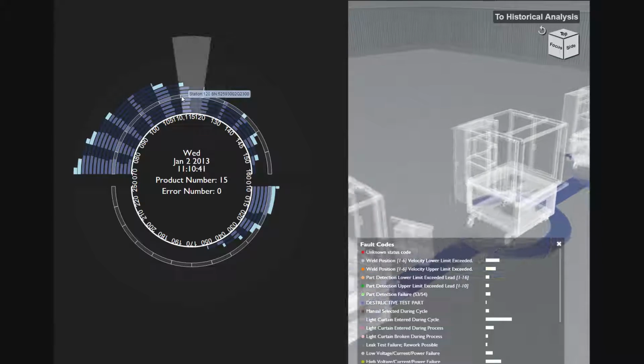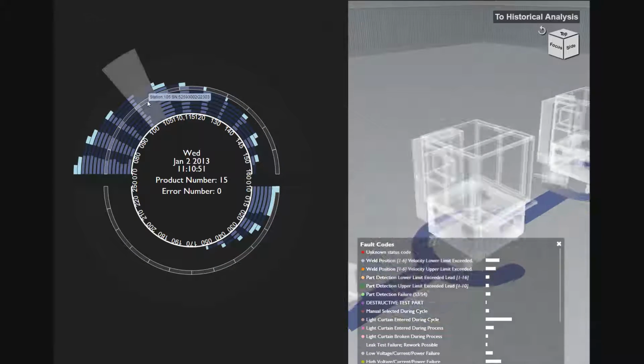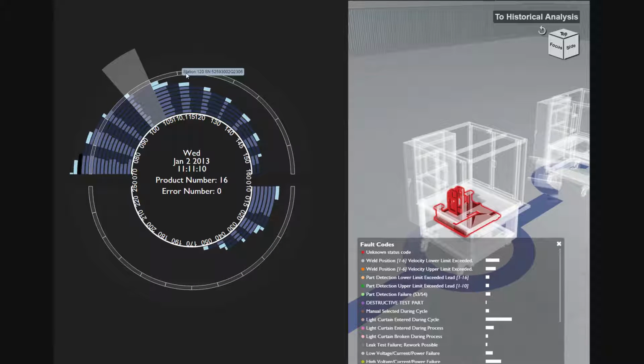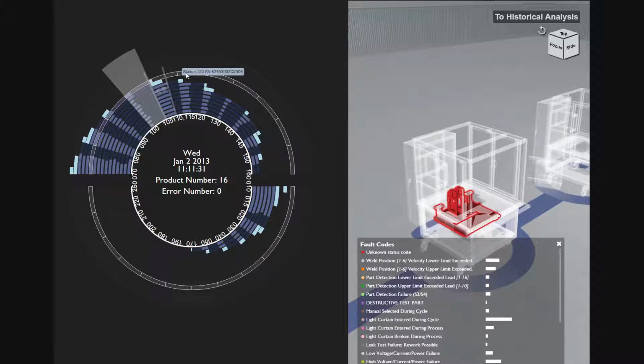In the radial graph, the circle is divided into sectors, each corresponds to a station. Each of the concentric circles represents a product currently being processed on the assembly line. The light blue bars show the current positions of the products. For example, this product is shown on the station pointed to by the arrow. After finishing on this station, it proceeds to the next. The links of the bars represent the cycle time to process the products on the stations. The radial graph animates as real-time data comes in.